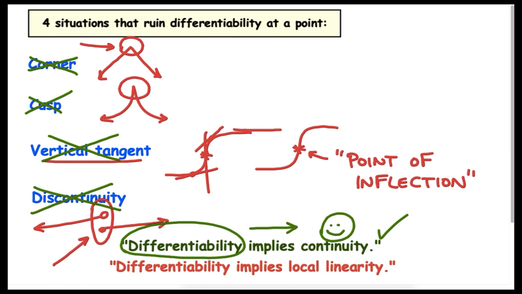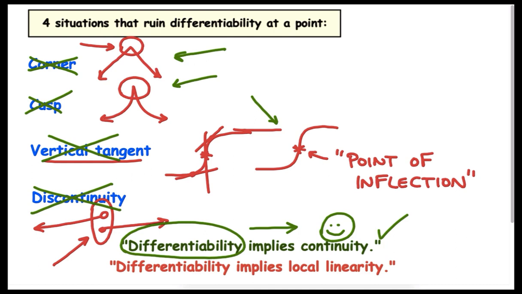This is not true backwards. If you're continuous, it doesn't mean you're going to have derivatives. I mean, these first 3 examples were all continuous, but they didn't have derivatives for one reason or another. Corners, cusps, vertical tangents occurred. All right, but it's true left to right. If you have derivatives everywhere, you're continuous.